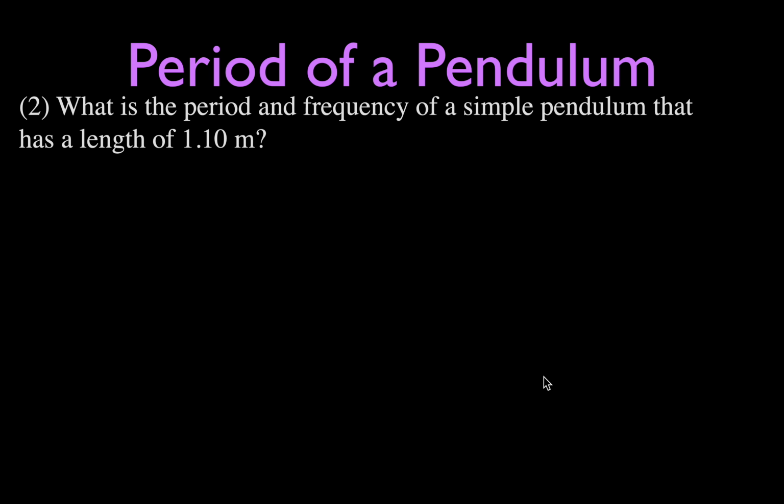That's example number 1. Example number 2 is now we're going to use the equation for the period of a pendulum. It says, what is the period and frequency of a simple pendulum that has a length of 1.1 meters? Now, in this problem, you can see we're not given the number of cycles or the time or anything like that. We're just given the length. So this is the equation we're going to use.